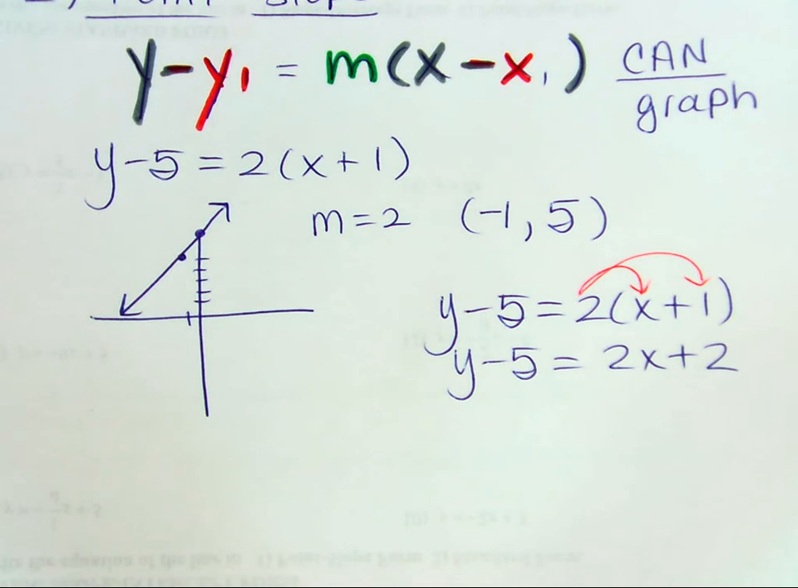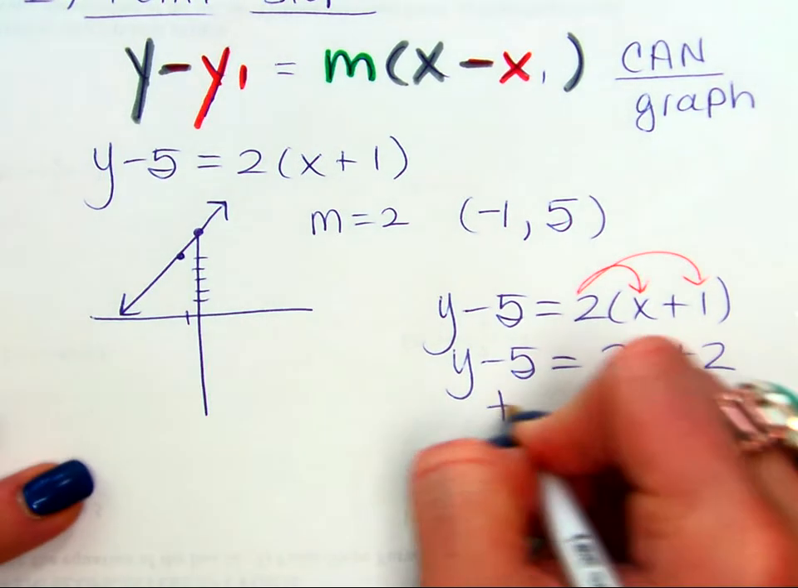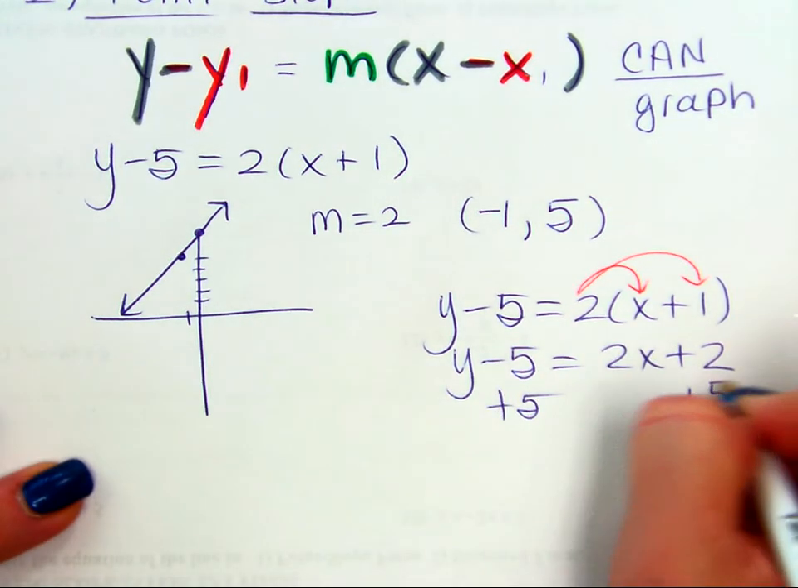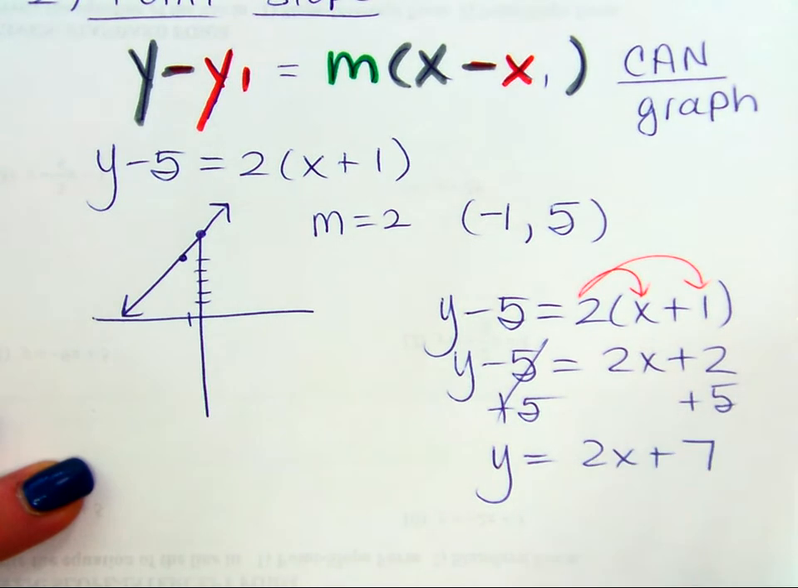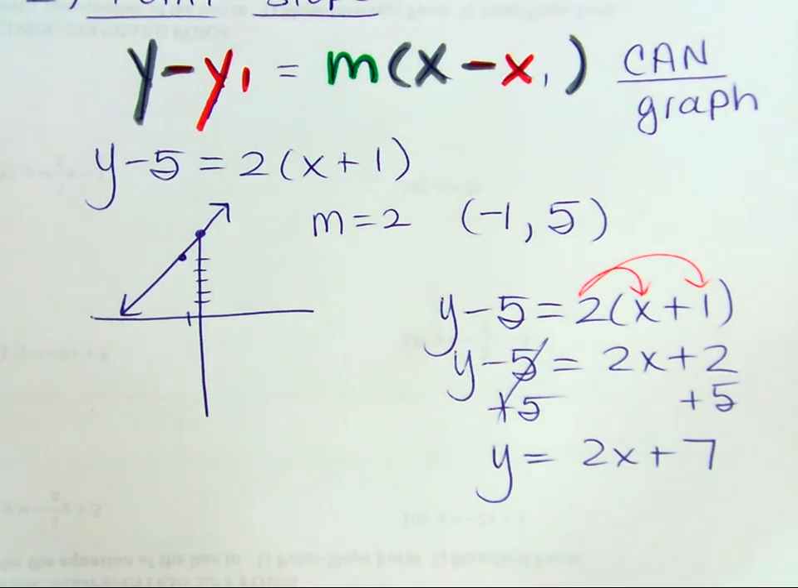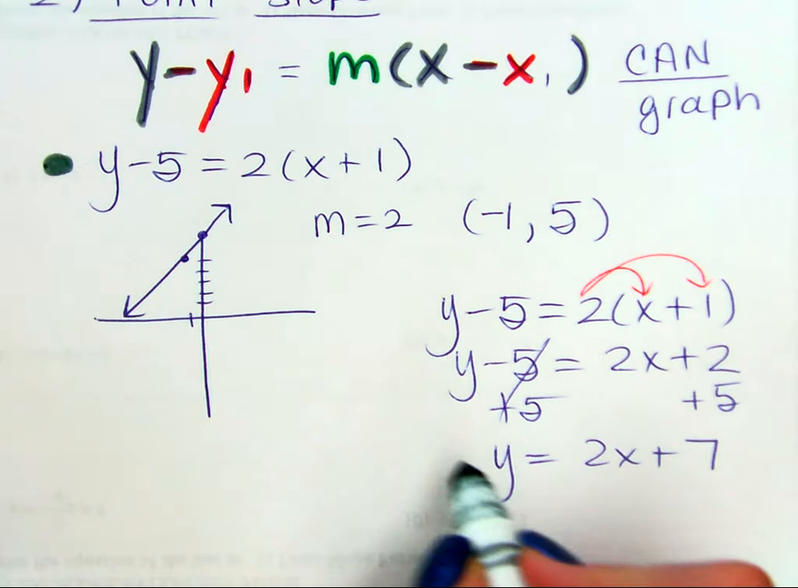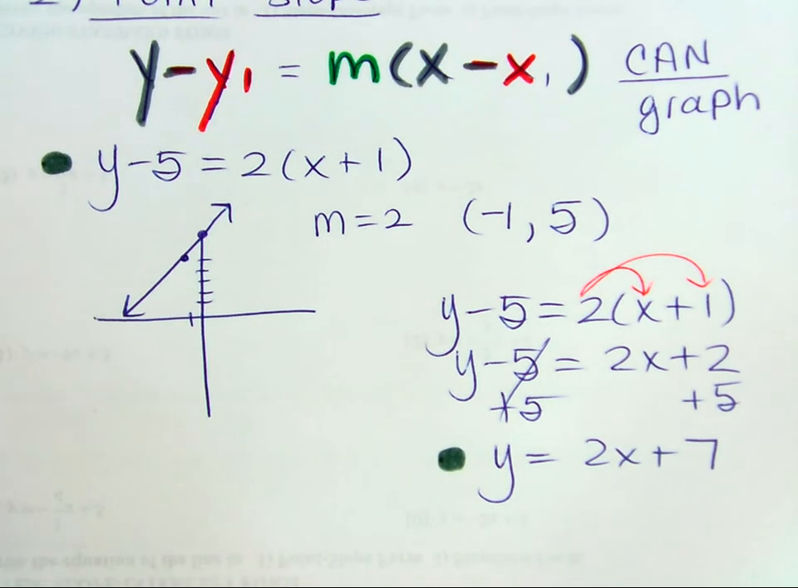I have one more thing to do, and that's what? Add 5 to both sides, right? And I am home free. So y is equal to 2x plus 7. So all of you who like that slope intercept form, there's your y-intercept. It's 7. From 7, go up 2 over 1. Are you seeing how these are related? So this equation right here and this equation right here are the same line?